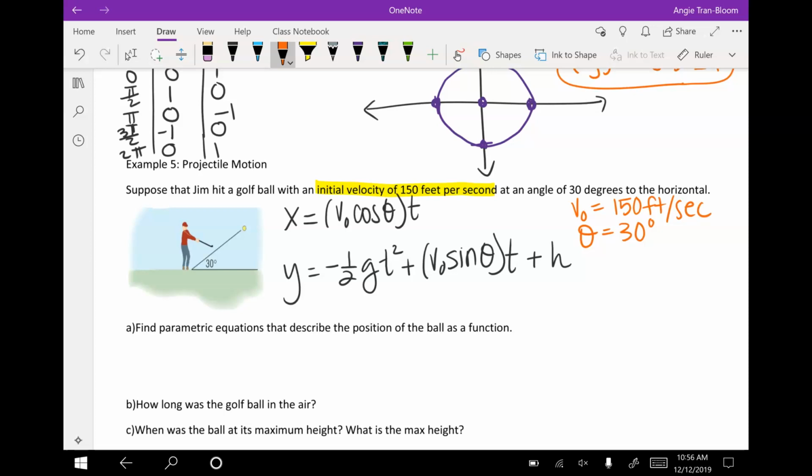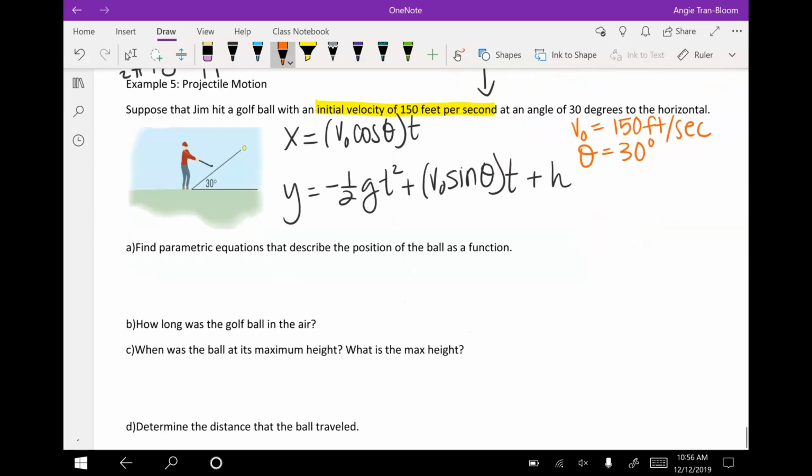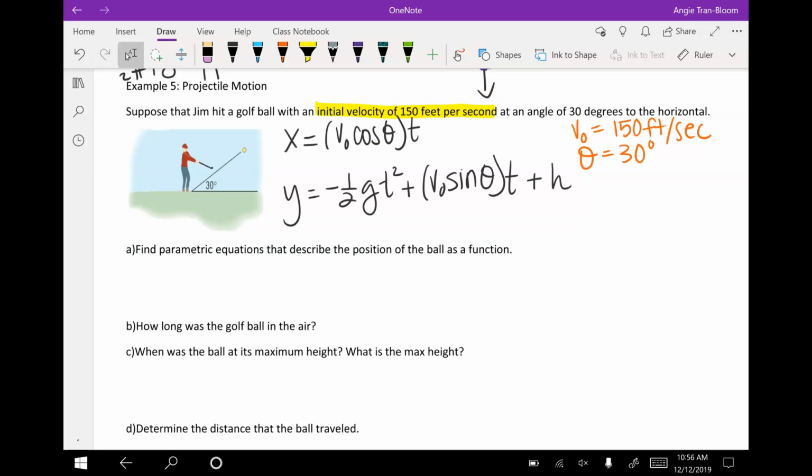Okay, part A. Find parametric equations that describe the position of the ball as a function of time. So that means we're looking for x equals and y equals. We have everything we need. So x equals v naught is what? 150, cosine of 30 degrees, and then we'll stick the t in there because that's just a variable. We will make it pretty after.